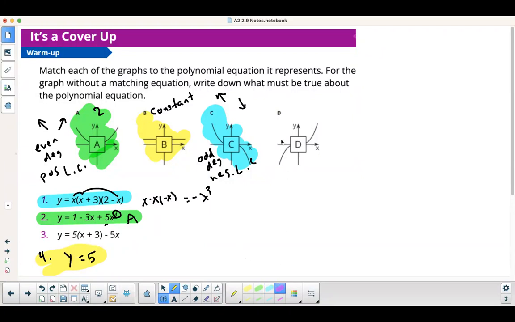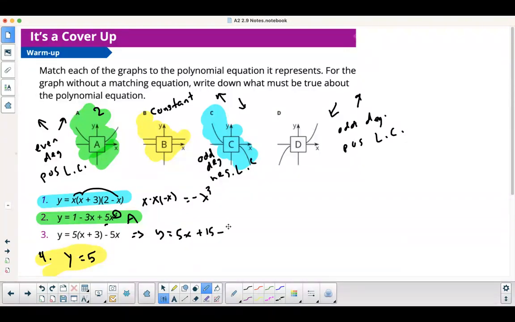And then the last one, let's not just highlight them because they're the last two. Left side down, right side up. That's an odd degree and a positive leading coefficient. And if I look here, this is not multiplied out. But oh wait, hold on. I might have been wrong here. Hold on. So, ooh, tricky. This is a constant here. Ooh, they got me here. So let's look at this. If I were to distribute that, this would be y equals 5x plus 15 and then minus 5x.